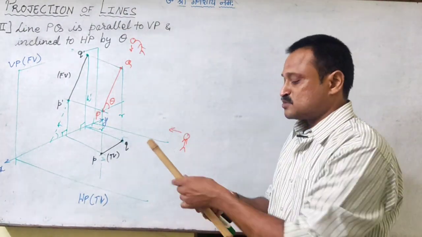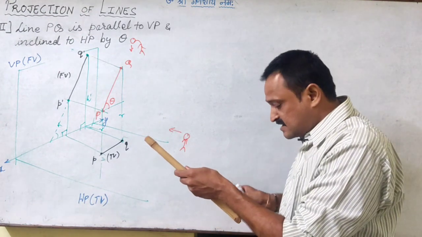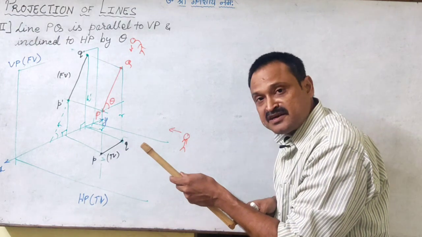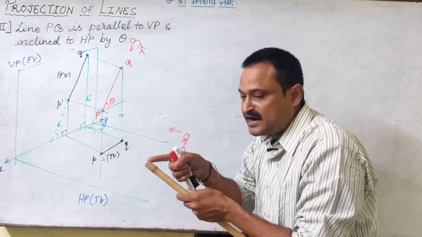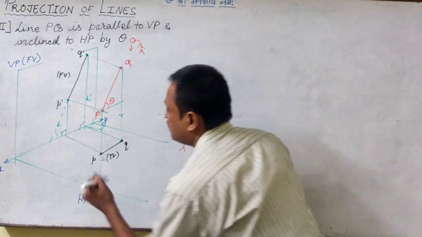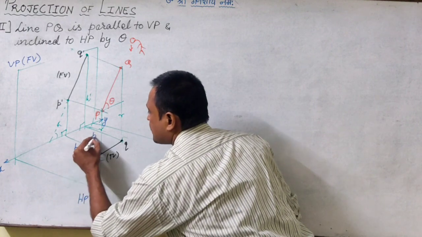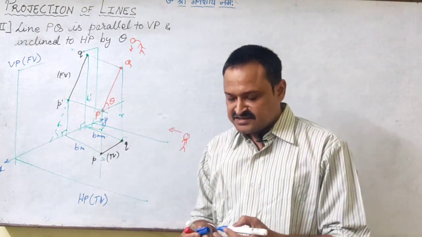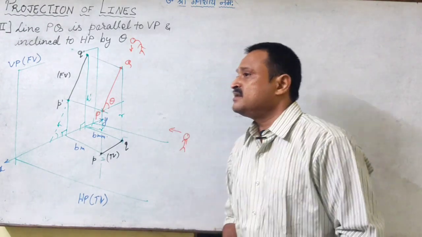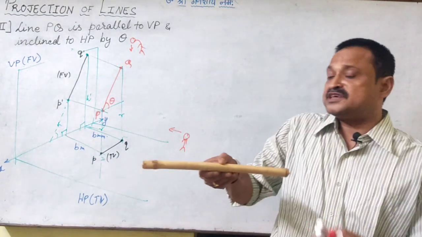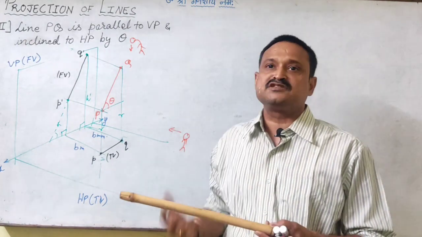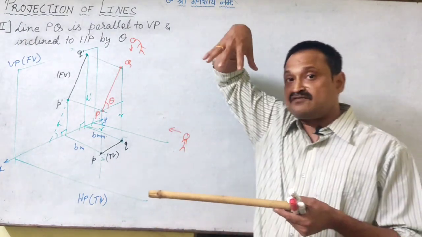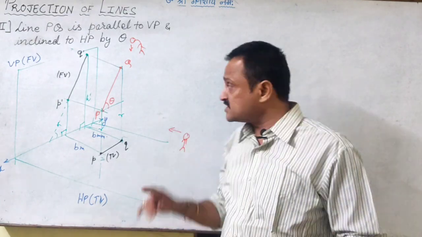Now when we are looking at it from the top, the line is parallel to VP, and P and Q are at the same distance. So looking from the top, if P is at B millimeters from VP, Q is also at B millimeters from VP. In the last case we have seen that when the line is parallel to HP, we got the front view parallel to XY. When the line is parallel to VP, we get the top view parallel to XY.